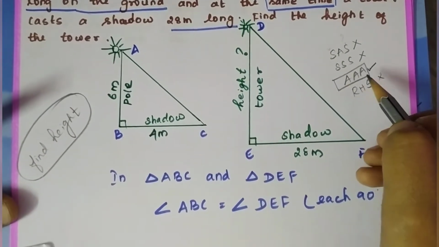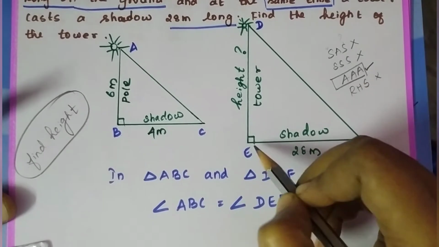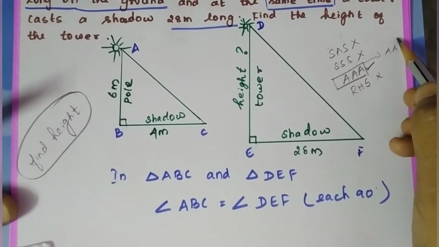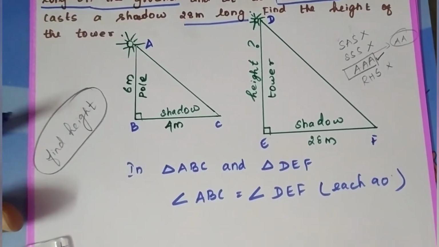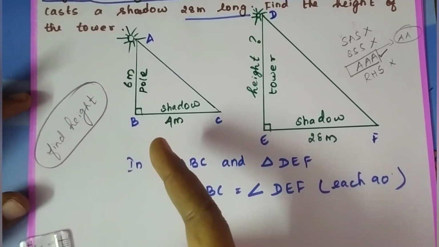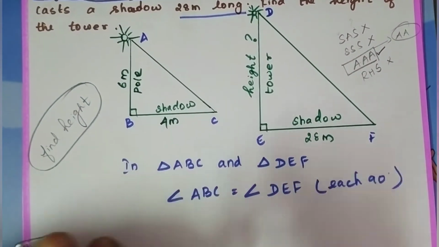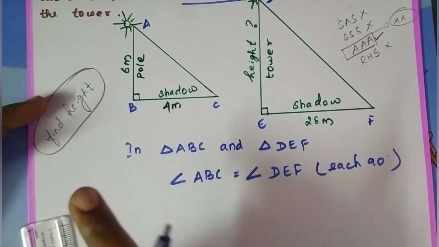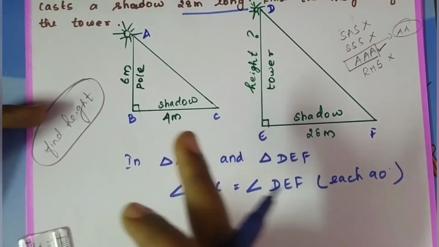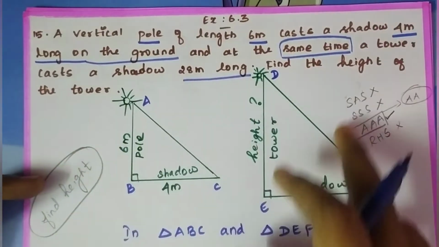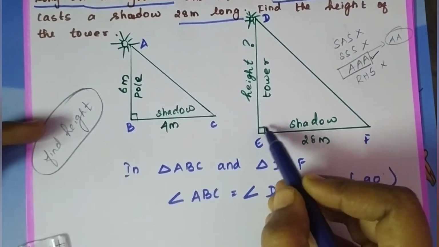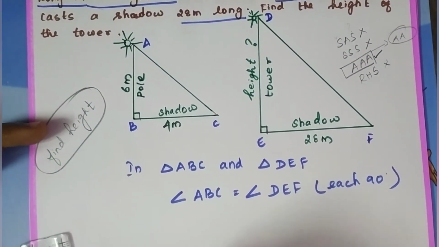But we know that one angle is equal. Instead of triple A, we can prove the double A similarity criterion. So if we say that one more angle is equal, then we can tell that the two triangles are similar. How can we tell that one more angle is equal? We don't have anything more given in the question. We know that only these two angles are equal.